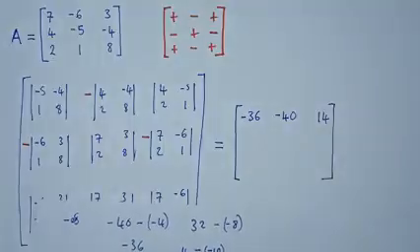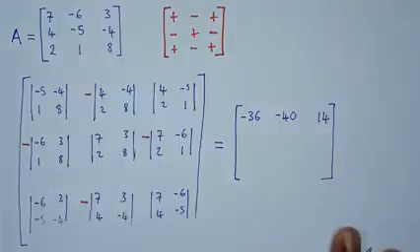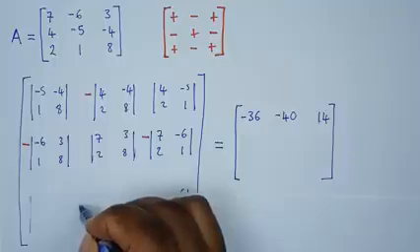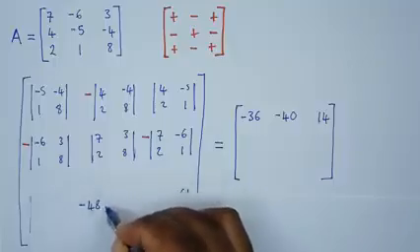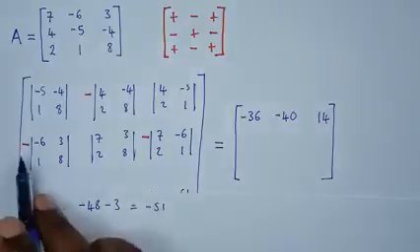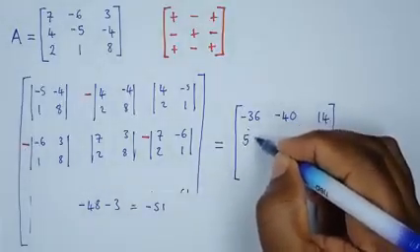So the next thing now we're going to do is find the determinant at each position. So let's go ahead. At this position here, we have negative 6 times 8, that is negative 48, minus 3. So this should give us negative 51. Now remember, there's a negative outside, hence we get a positive. So in here, positive 51.